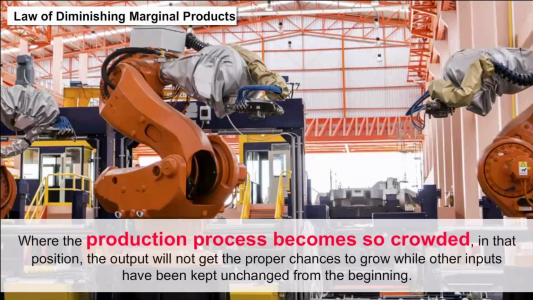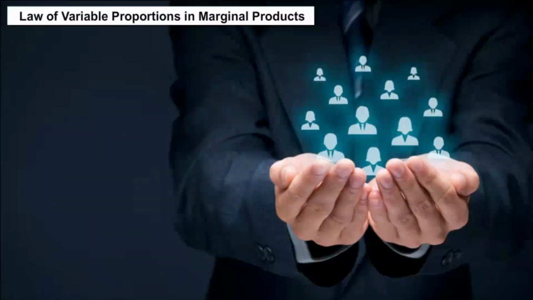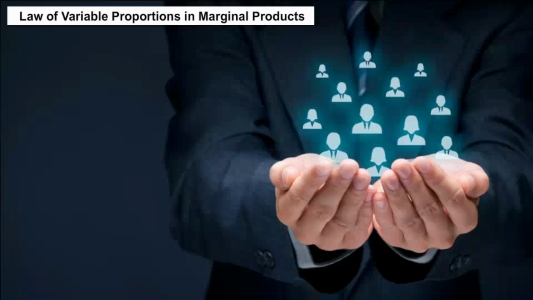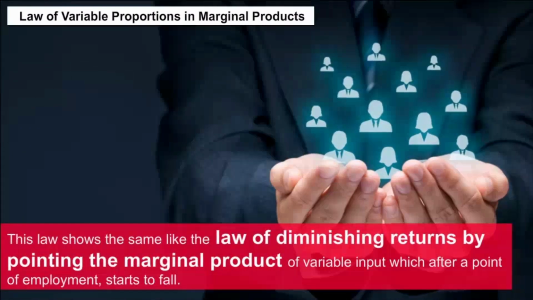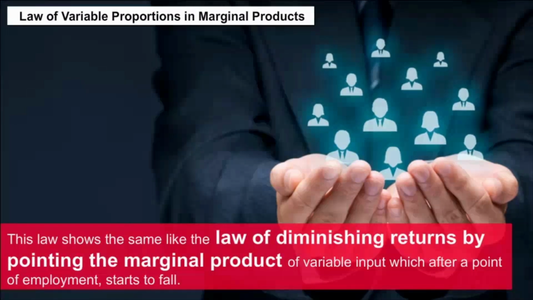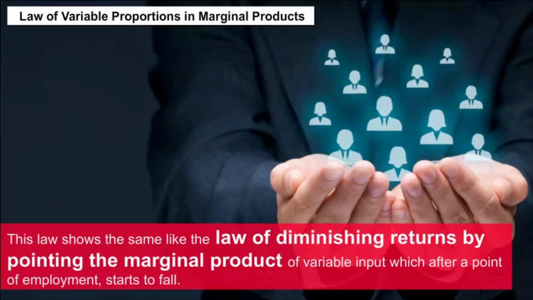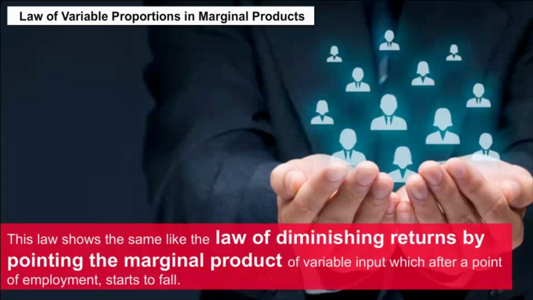unchanged from the beginning. Law of variable proportions in marginal products. This law shows the same as the law of diminishing returns by pointing to the marginal product of variable input, which after a point of employment starts to fall.